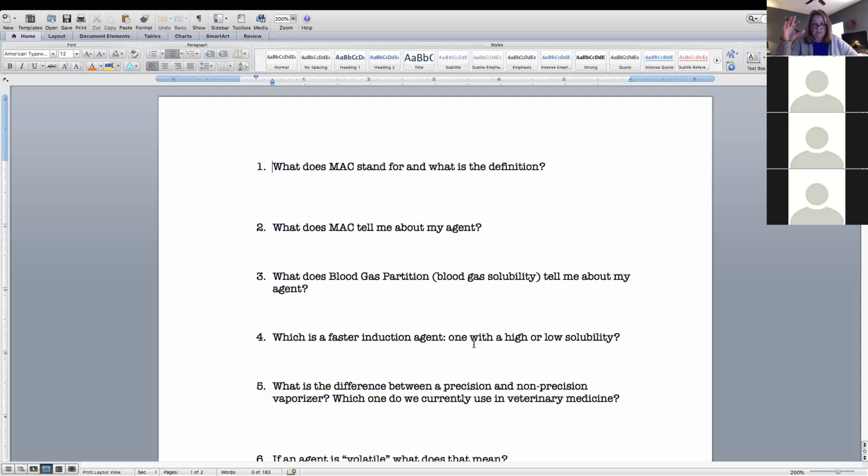Both iso and sevo are fast. Sevo is faster. That also means quicker recovery and a quicker change in plane. So when you make changes during surgery, when you turn them from like 2% to 1%, you're going to see changes more rapidly in your patient with sevo, pretty quick with iso, and then halothane took longer to change.